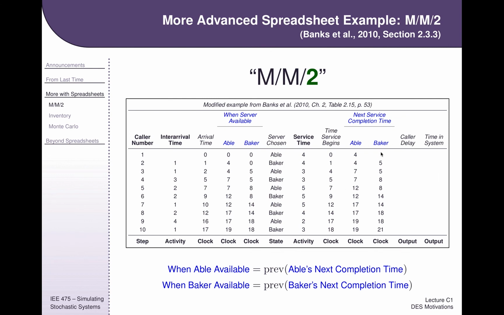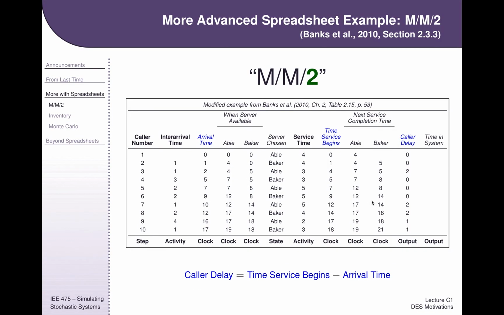So you notice this column looks a lot like this column. It's just a shifted version. 4477, 4477, 5588, 5588. It's just this column shifted down by 1. So then what's the delay? Well, that's just the time the service begins minus the arrival time. That's how long they waited in the hold queue.